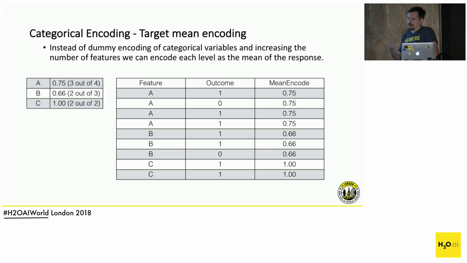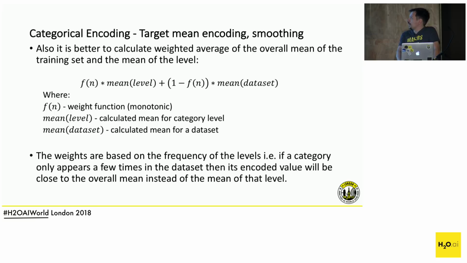That's not enough. So in that case, what you can do is apply smoothing. And the idea is quite simple. Instead of calculating the mean and replacing each value with it, you use a combination of the mean of the level and the mean of the data set. And you calculate this mean, the idea is quite simple.